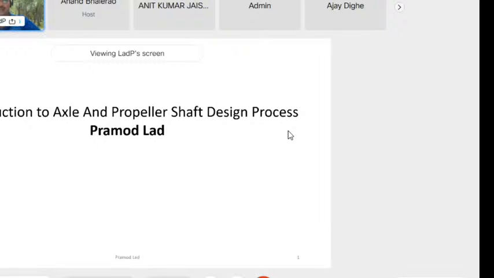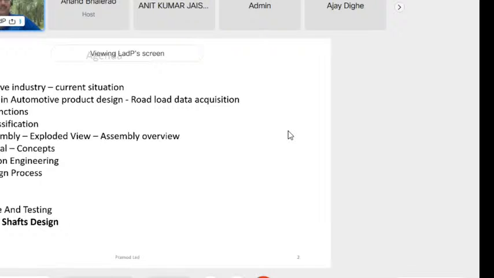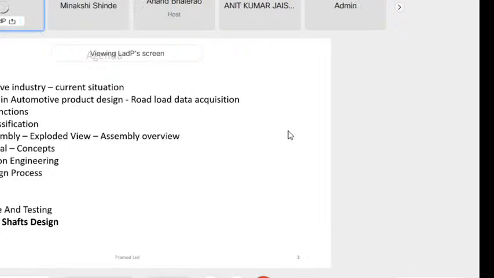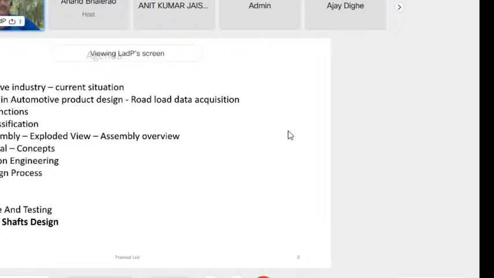So let's start. Today's agenda is I'll briefly take you through the automotive industry's current situation, then we'll go through new tools in automotive product design like road load data acquisition, then we'll start with the axles, their functions, classifications, then a detailed exploded view and its part-wise overview, then differential, how it works, its concepts, then application engineering, axle design process, CAD, FEA, prototype and testing, and in a similar way we'll go through the propeller shaft design process as well.